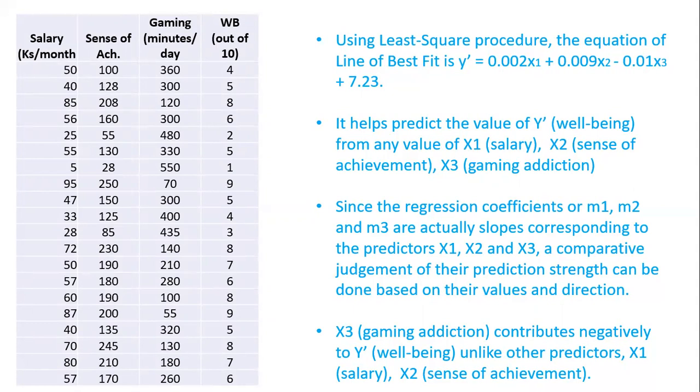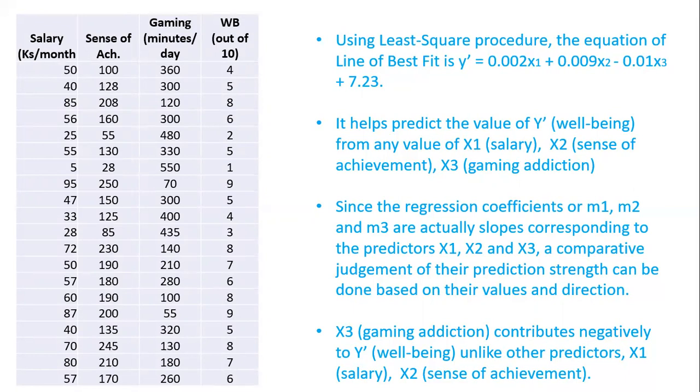However, the key thing here for us is to understand the whole concept of multiple regression, and that's why we are not going into those softwares right now, but we are focusing on the very statistical principles or procedures with the help of which these can be derived. So that's where we have, as the first bullet point, we could derive with the help of least square procedures the equation of the line of best fit in terms of how y can be predicted with the help of different values on x1, x2, and x3, that is salary, sense of achievement, and gaming addiction.